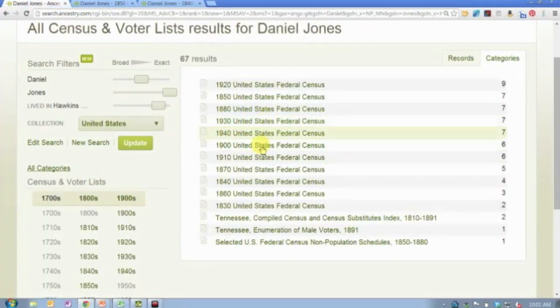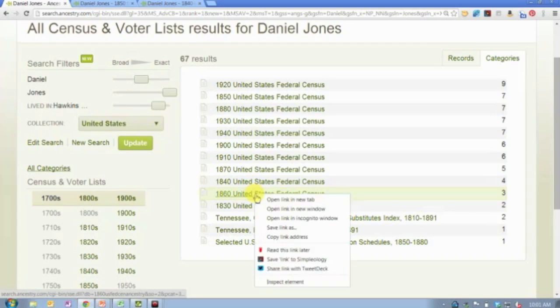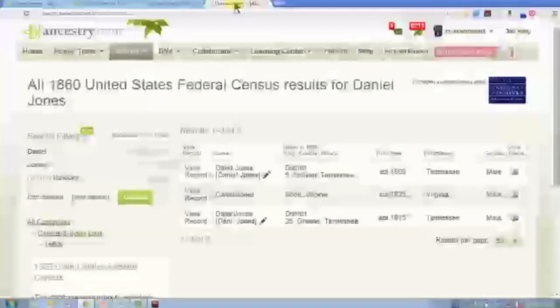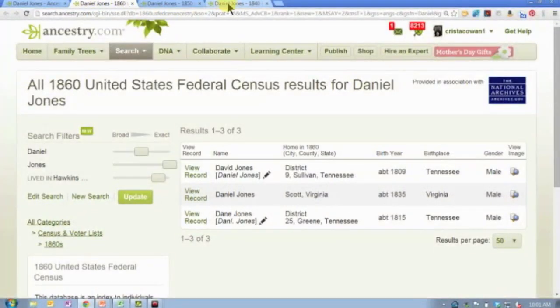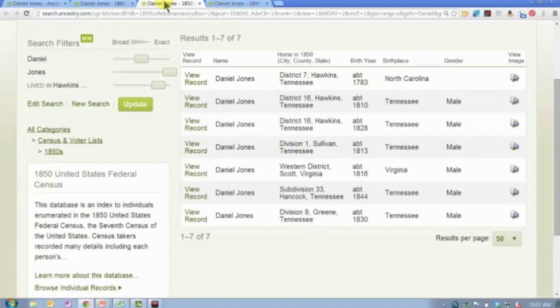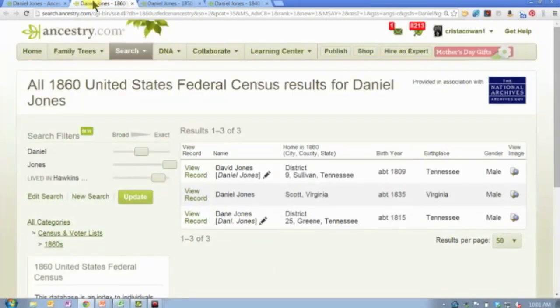I'll do that both directions here. I'll go to 1860 next. And every once in a while I'll just drag these so that they're in chronological order so that I can start to see patterns as I look through these records, right? All of my Hawkins County, Tennessee Daniel Joneses by 1860 are gone, right? They're not listed anymore. We've just got that Sullivan County, Greene County, and then Scott County, Virginia guys listed.